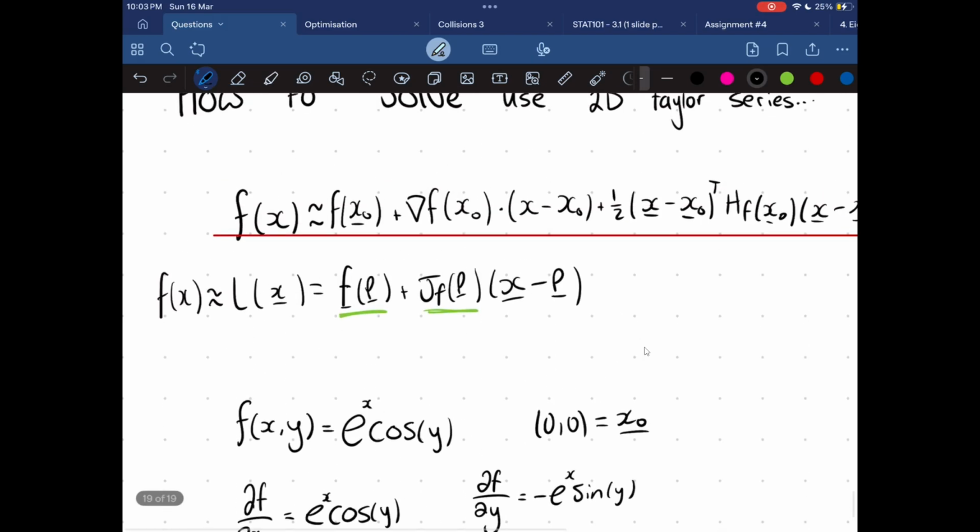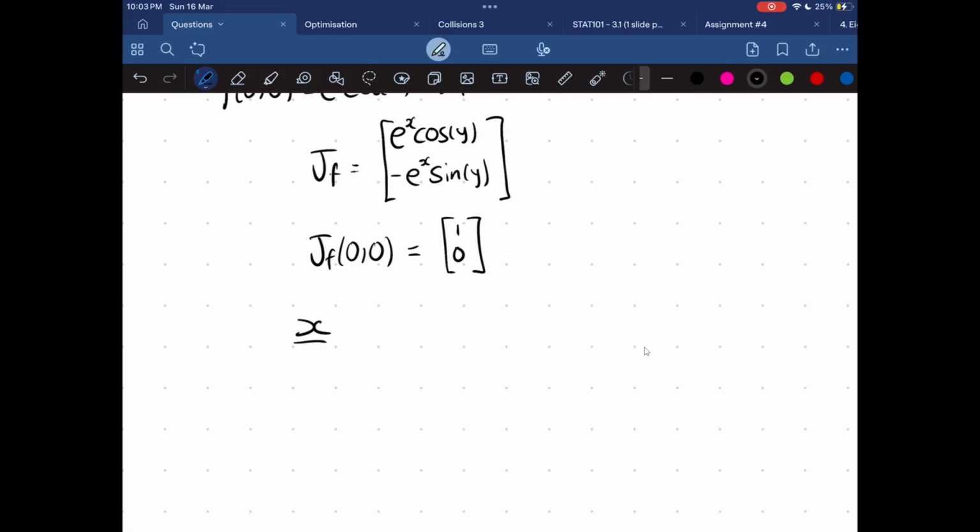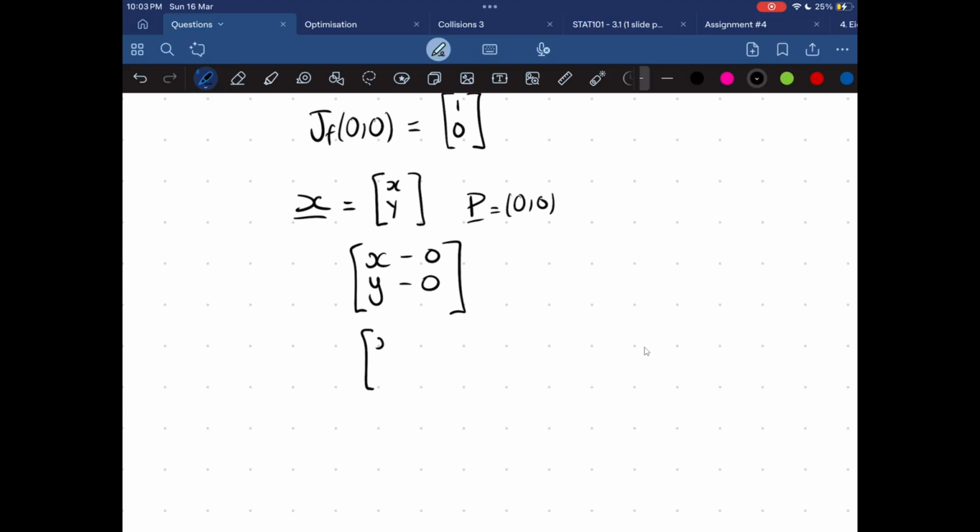That's easy peasy. So now we've done both of these points, we can get on to the last part of the linear part, which is x minus P. In this case, the vector x, denoted with the expression x underline, will just be a vector x, y, and our point P is 0, 0 from earlier. So we get x minus 0, y minus 0 as x minus P. So we're just left with the vector x, y.